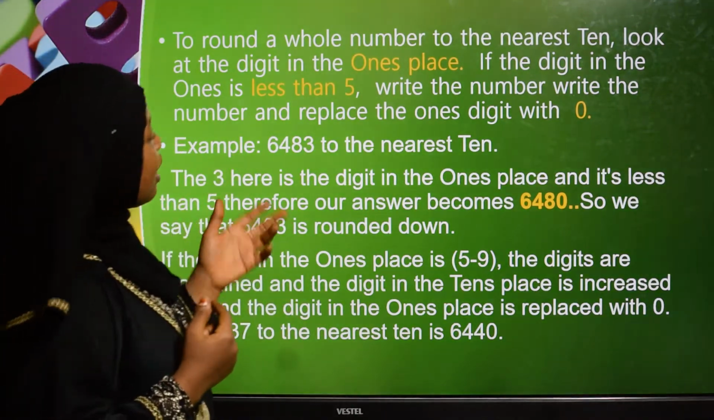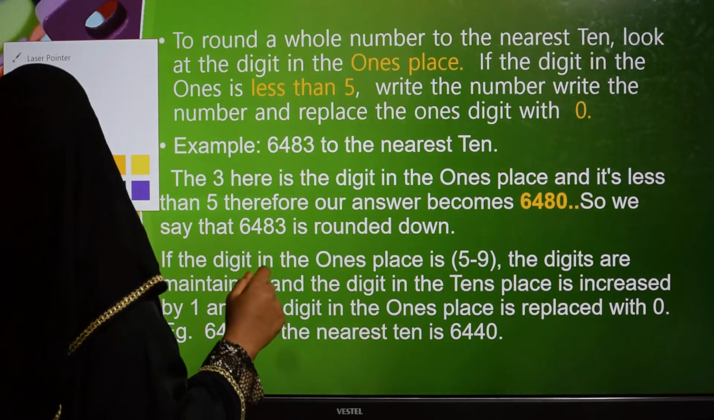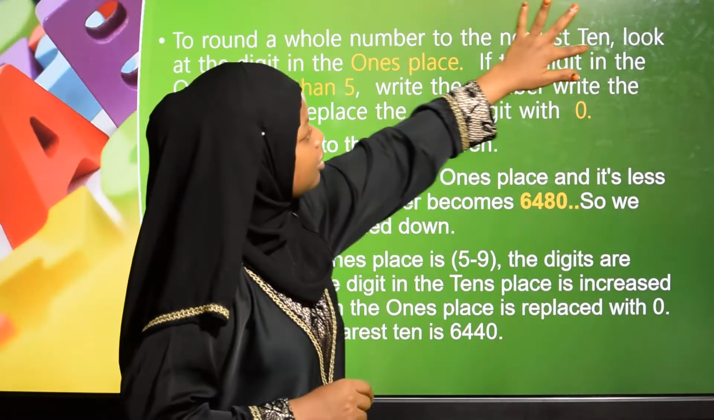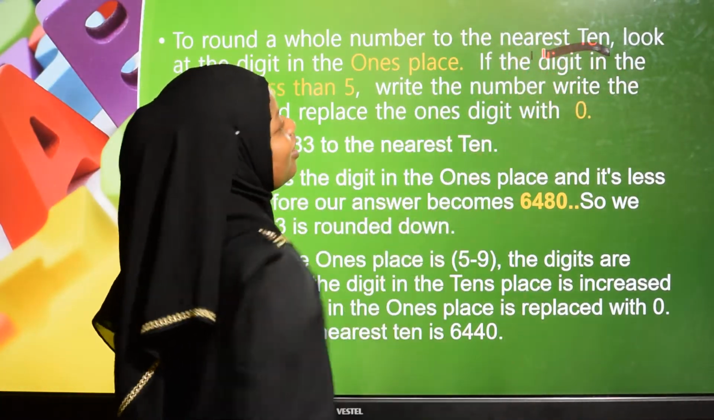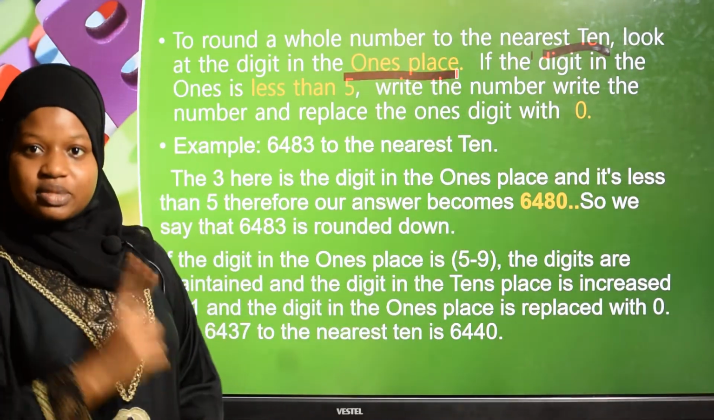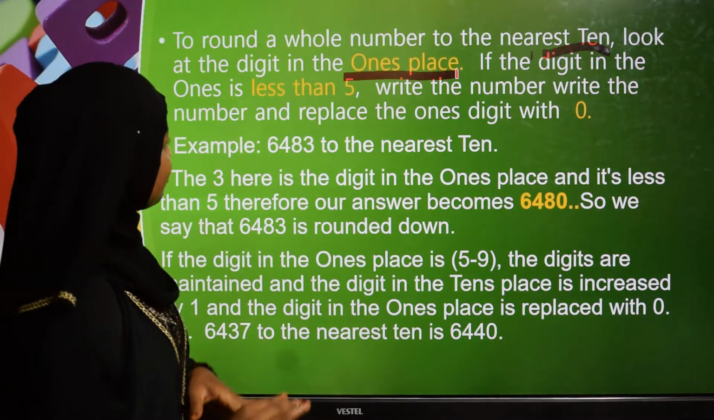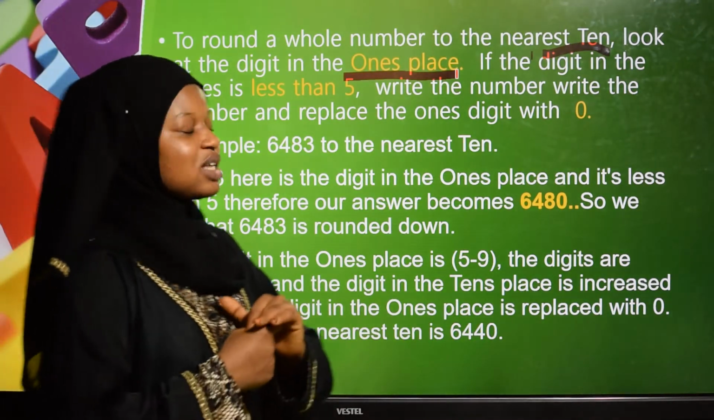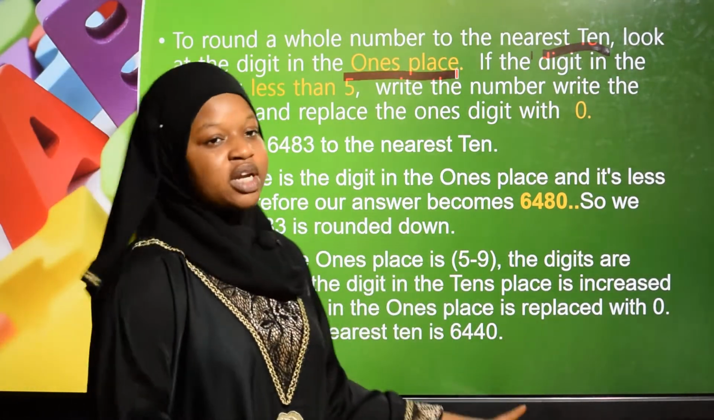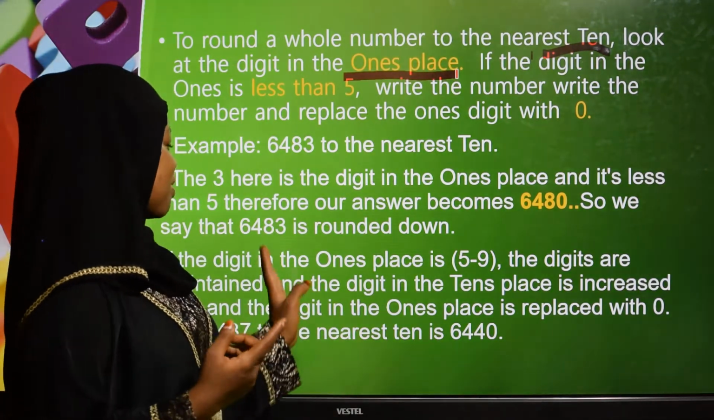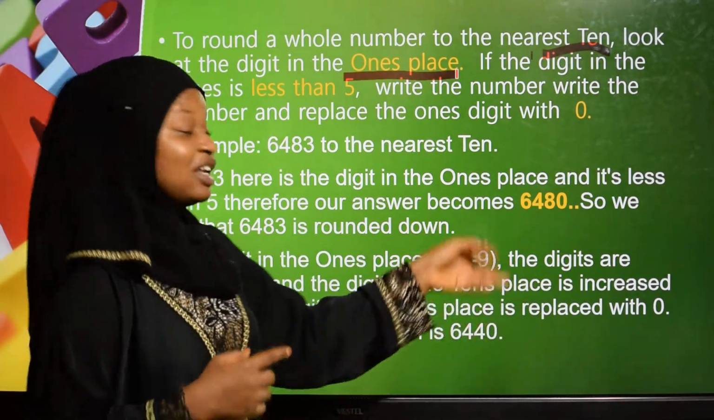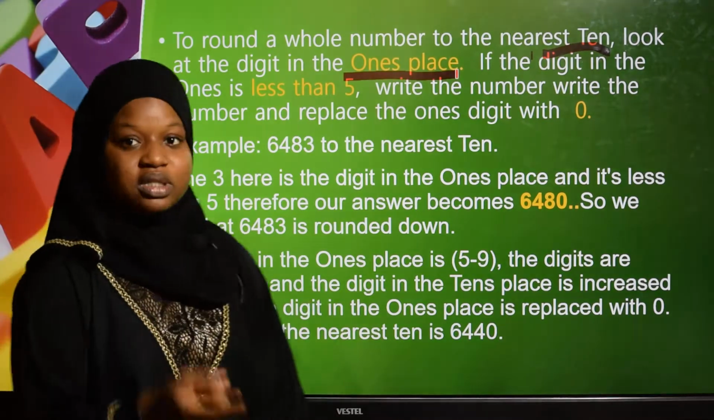So to round a whole number to the nearest 10, you look at the digit in the ones place. And then if the digit is less than 5, you write the number and replace the ones digit with 0. But if the digit is 5 or more, meaning 5 to 9, then you maintain the digit in the tens place and you increase it by 1.